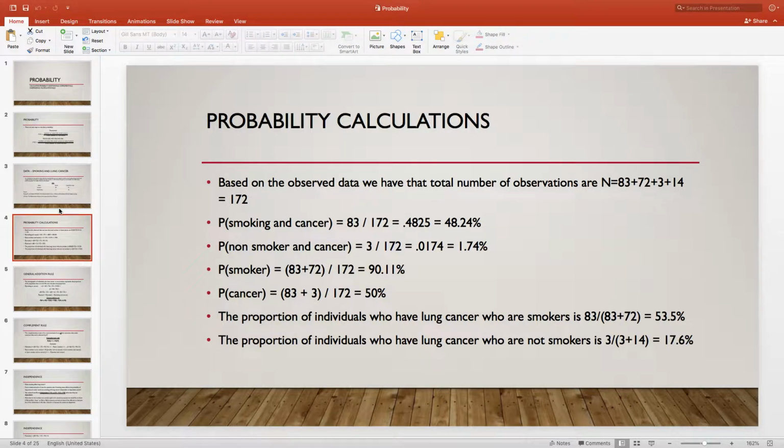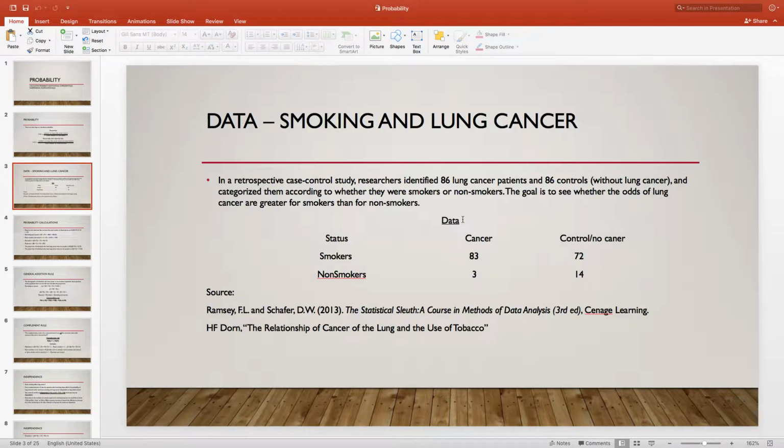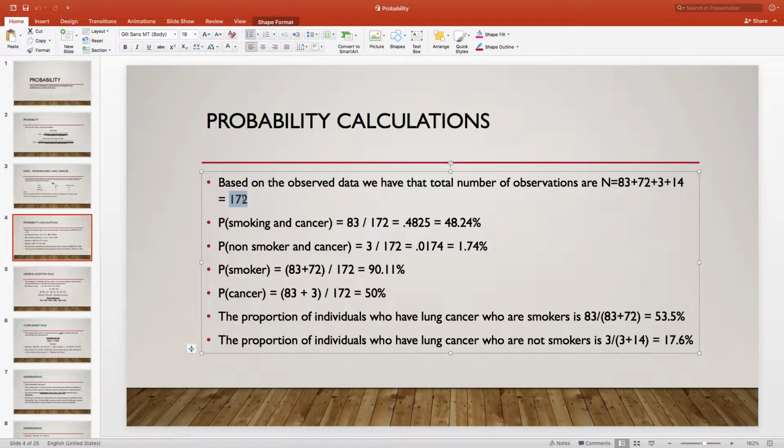Now let's calculate some probabilities based on this data. So one thing that you should do is you should determine the total number of observations. So all that I did was I added up everyone here. So I took 83 plus 72 plus 3 plus 14. That's the total number of participants in the study. Or I could have done 86 plus 86 and I get 172. Okay, that's going to be the total number of individuals in my study.